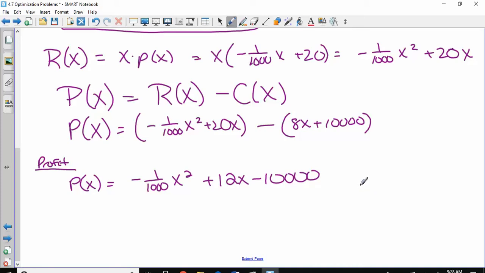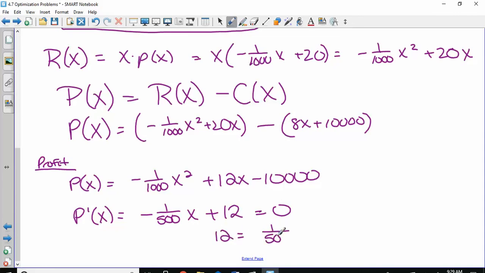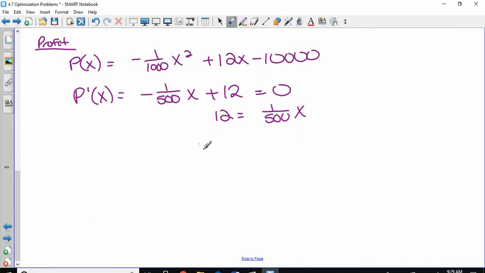Then if I want to maximize my profit, what do we have to do? Or do we do it? Mm-hmm. And once we find the derivative, we set that equal to 0. So if I multiply over my 500, I get 6,000. Sorry, 6,000.